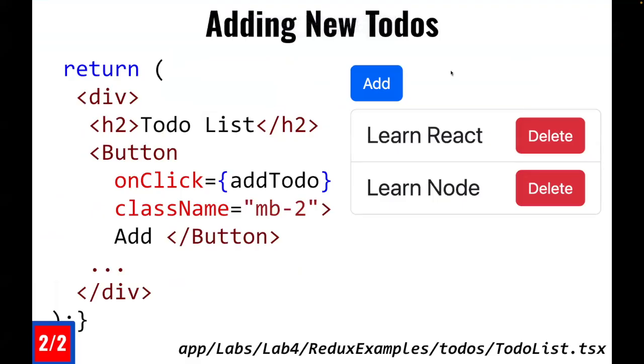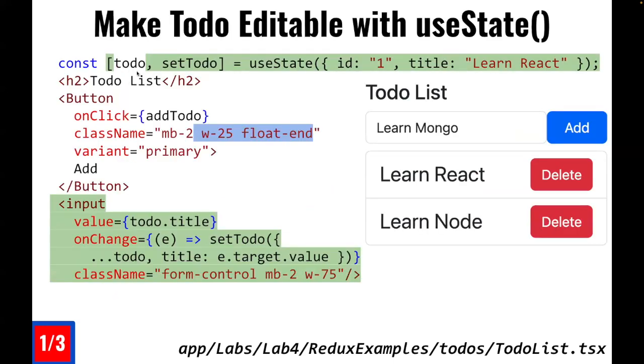So now I'm going to add a new add button that if I click on add, it's just going to add a new to-do at the bottom. Obviously, always the same thing. Learn Mongo, learn Mongo, learn Mongo. It's always the same object, right? A different ID, but it's always the same title. Yes. If we want to have different titles, we'll need to make the to-do itself editable, right? So that we can change the to-do.